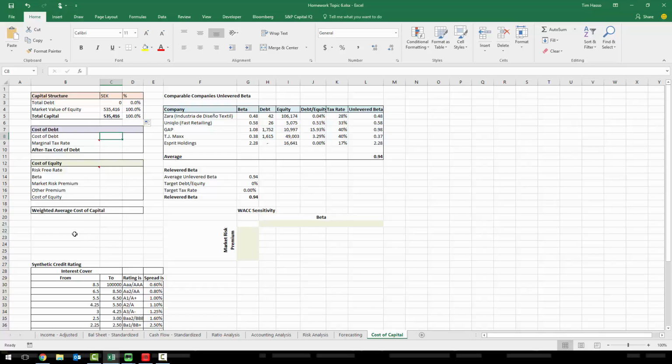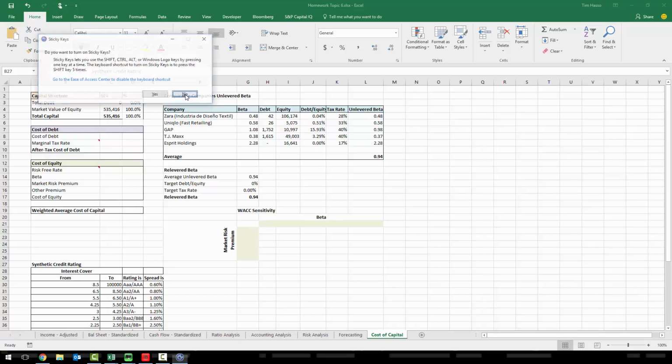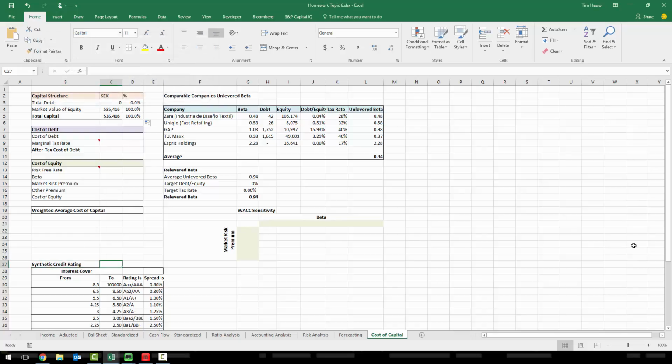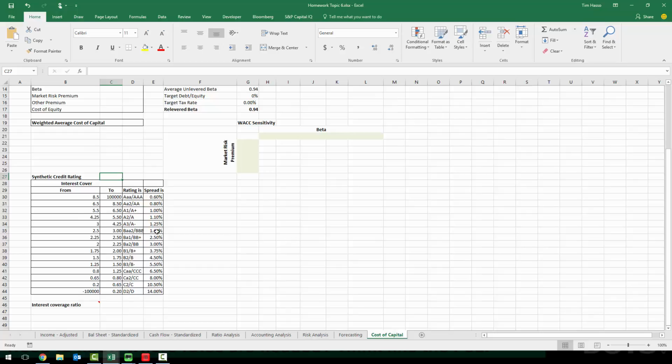So to get a synthetic cost of debt, we'll need to look at the risk-free rate, plus a premium, or what we usually call a spread. Down here below, you can see where I have a table called synthetic credit rating. This effectively outlines that if your interest cover ratio is, for example, 8.5 or higher, then the spread is 0.6. As your interest cover gets lower, the spread gets higher as well, because the interest coverage ratio is one of the ratios that we usually look at when we think about credit risk.